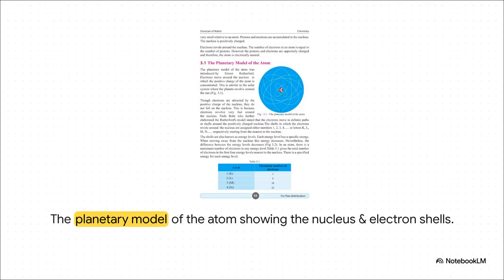So how are these 3 particles actually arranged? To wrap our heads around this, let's look at the planetary model of the atom, which was first introduced by Ernest Rutherford. Basically, the protons and neutrons are packed super tightly together right in the center, forming a dense, positively charged nucleus. Meanwhile, the negatively charged electrons orbit this nucleus in specific energy levels, or shells.